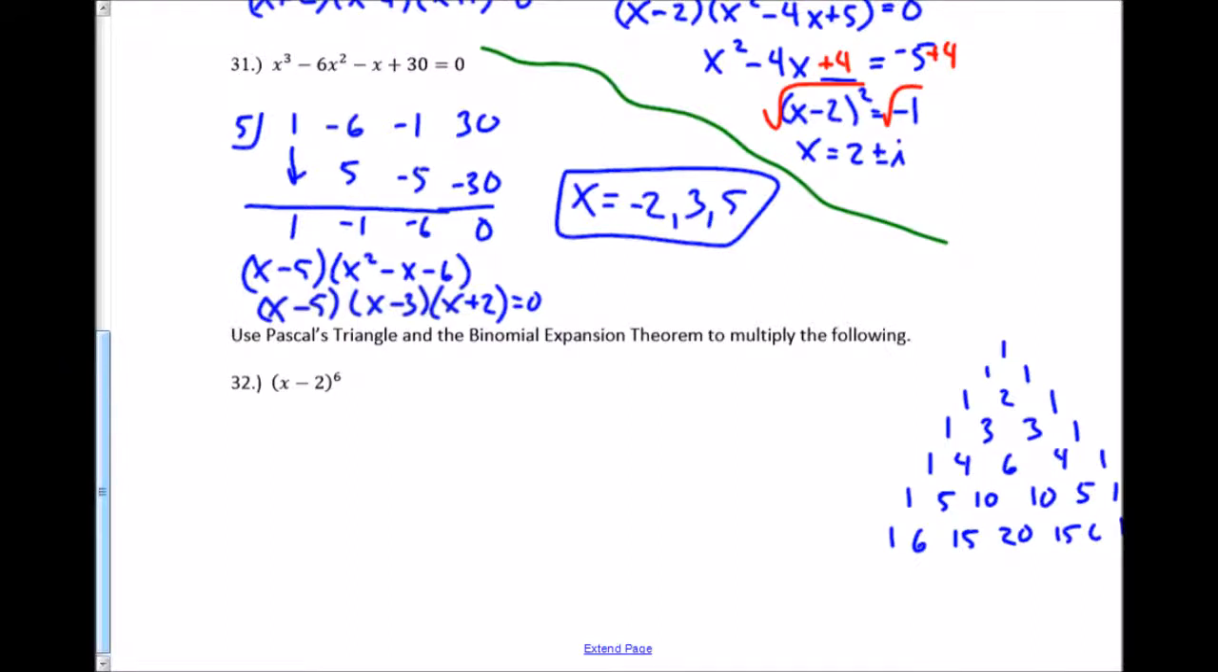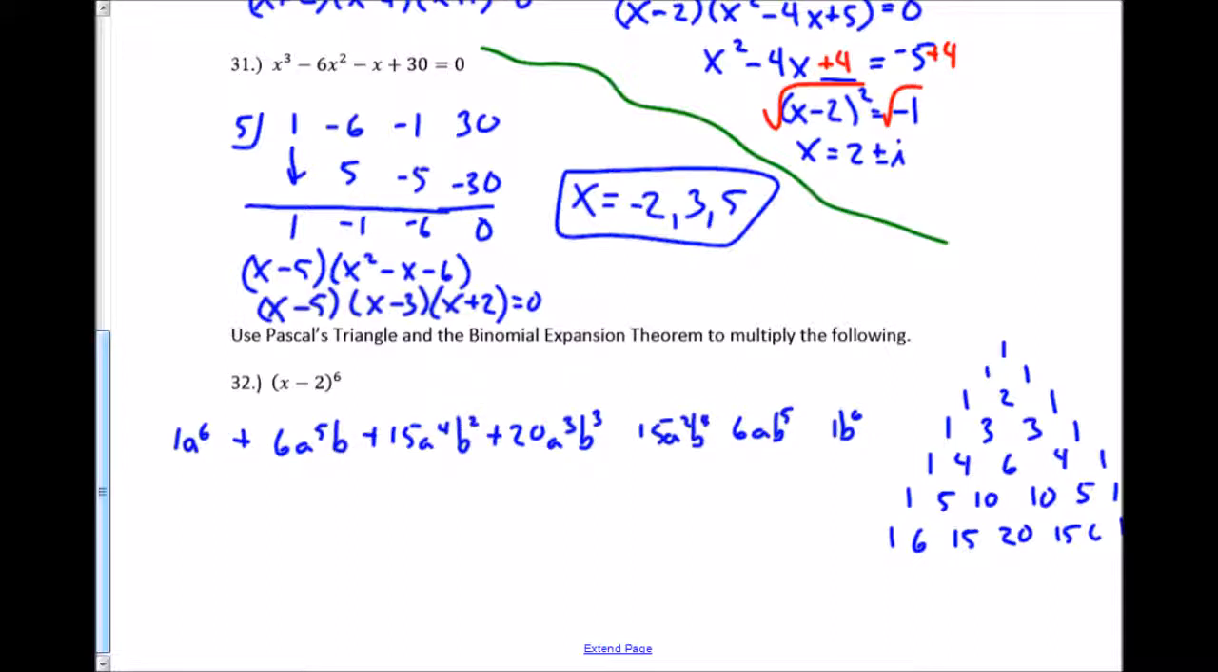So now I'm going to write down essentially these coefficients, the 1, the 6, the 15, the 20, the 15, the 6, and the 1. And now I put my a values down in descending order, a to the 6th, a to the 5th, a to the 4th, a to the 3rd, a to the 2nd, a to the 1st, and a to the 0. And then my b values in reverse order, b to the 6th, b to the 5th, b to the 4th, b to the 3rd, b to the 2nd, b to the 1st, and b to the 0.